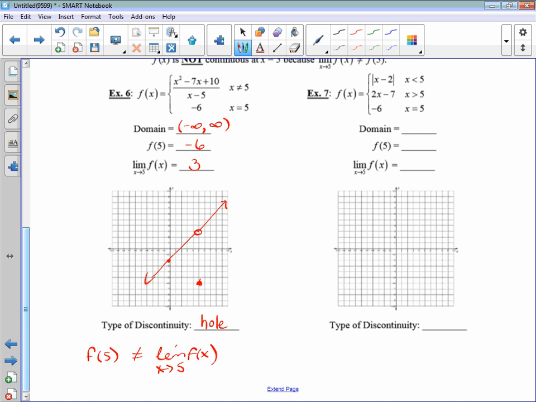All right, let's try to graph the last one here. So we've got a lot of pieces here. So absolute value of x minus 2 when x is less than 5. We have graphed that before, right? Okay, so let's graph that again. It's an open circle at 5, 3. And it's going to look just like an absolute value.